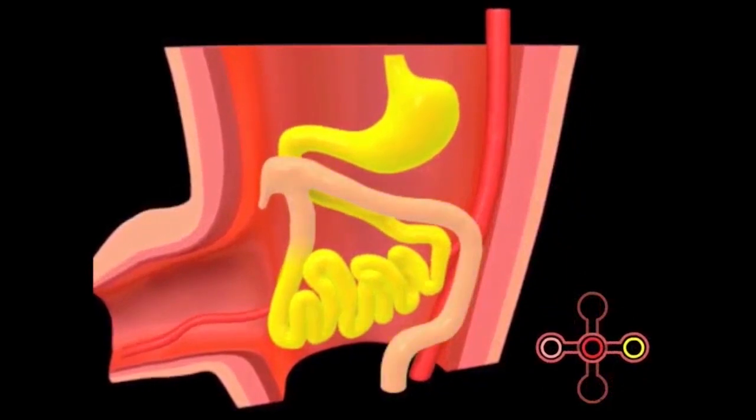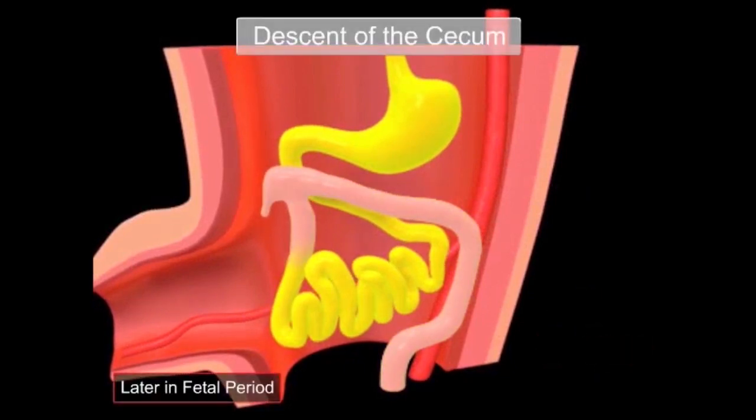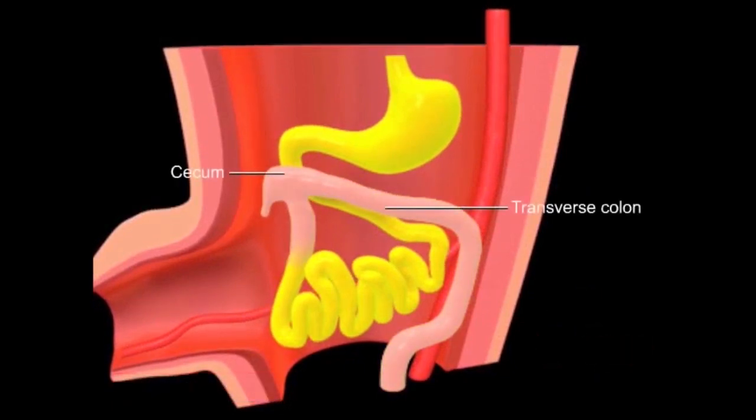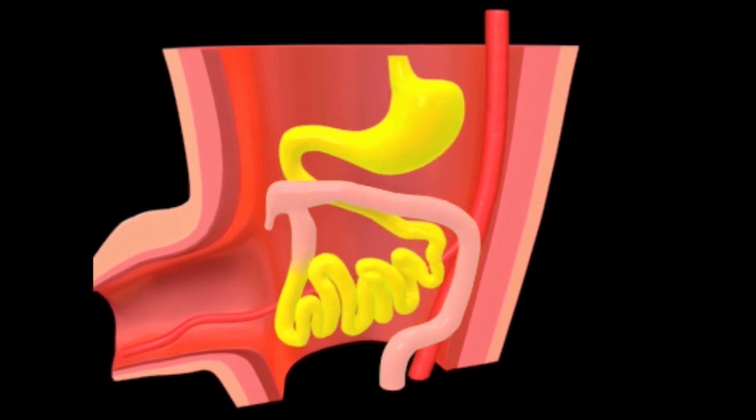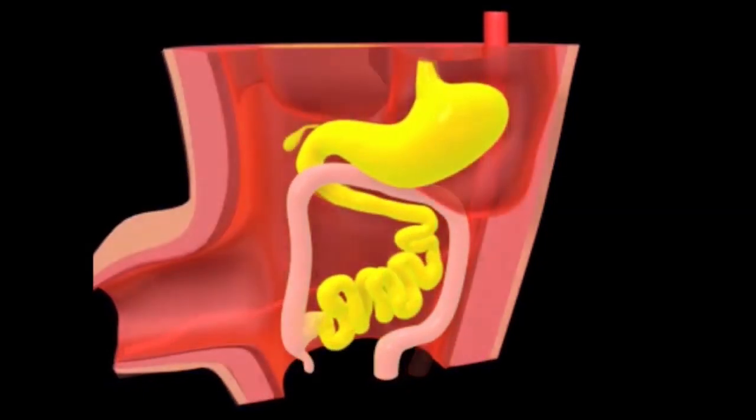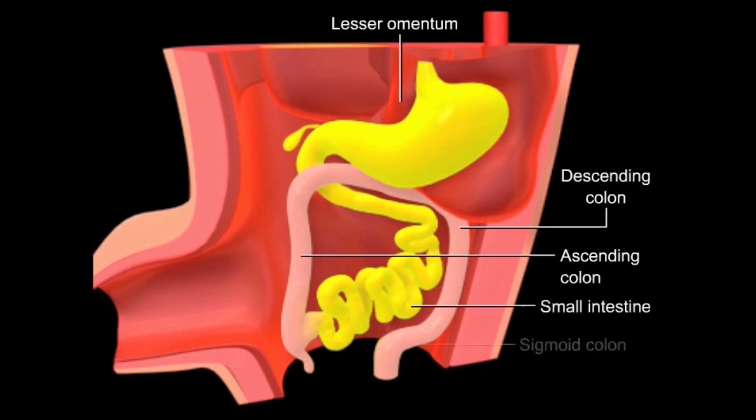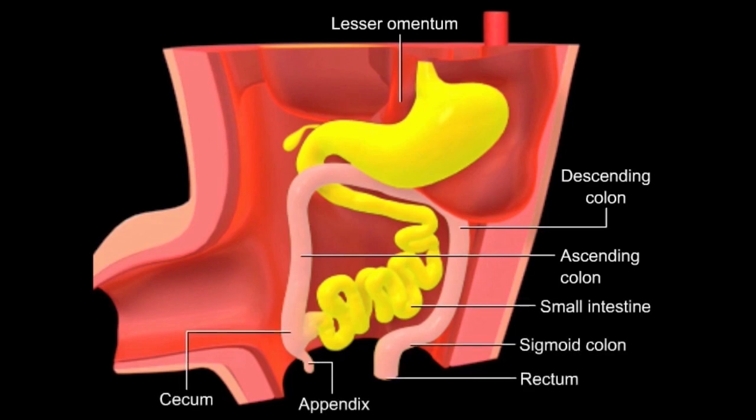Observe the cecum and transverse colon of the large intestine. At first, the cecum is located in the right upper quadrant of the abdominal cavity. Observe the different regions of the intestine: small intestine, ascending colon, transverse colon, descending colon, sigmoid colon, and rectum. The appendix appears as a small diverticulum of the cecum.